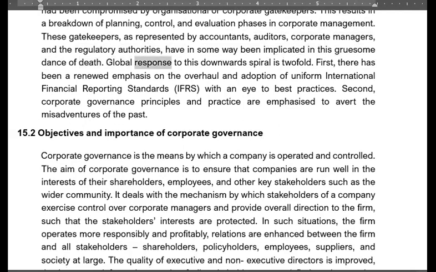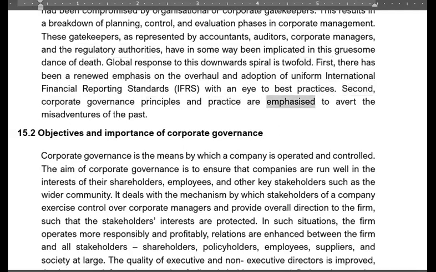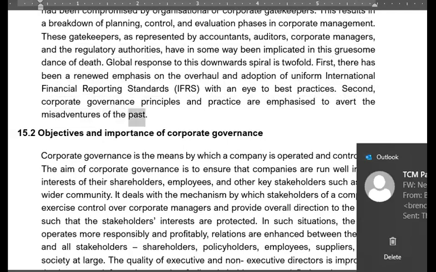Global response to this downward spiral is twofold. First, there has been a renewed emphasis on the overhaul and adoption of Uniform International Financial Reporting Standards, IFRS, with an eye to best practices. Second, corporate governance principles and practice are emphasized to avert the misadventures of the past.